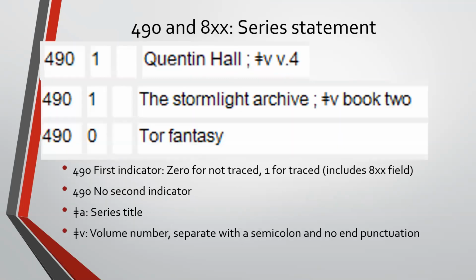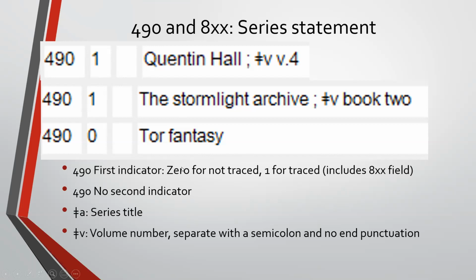Okay, so series statements. Series statements can get a little weird and a little complicated. There are two main fields that you use for making series statements: a 490 and an 8XX, either an 800 or an 830, both of which you use for different things. So in these 490 options here, we have 490. A first indicator of 1 means that this is a traced series, so you'll want to have an 800 field. A 0 is for a not traced field.